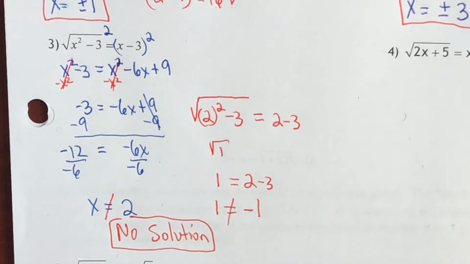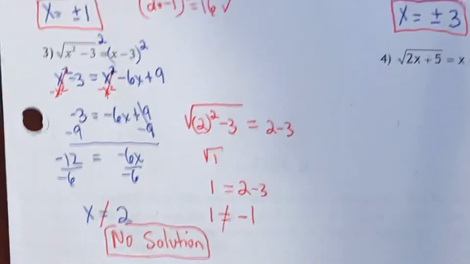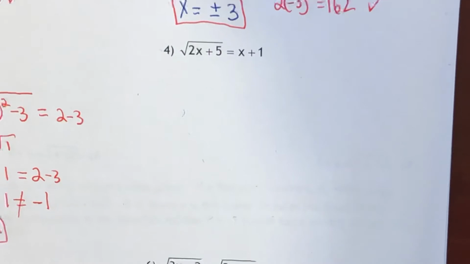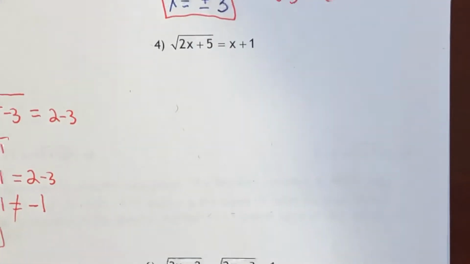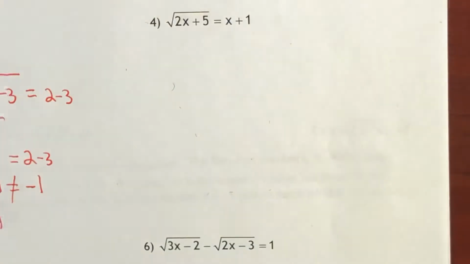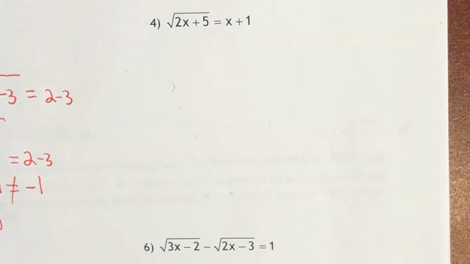So far, these first 3 problems have been pretty easy, not too difficult, not too radical. How do you like that play on words there, folks? All right, here is number 4. Square root of 2x plus 5 equals x plus 1.